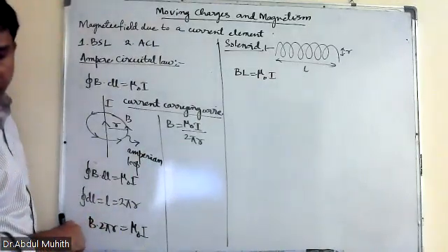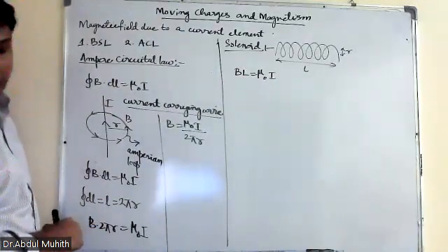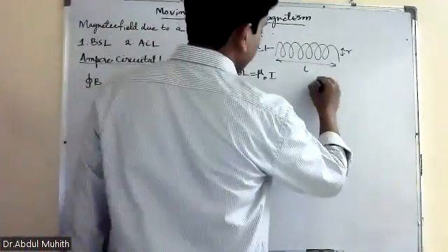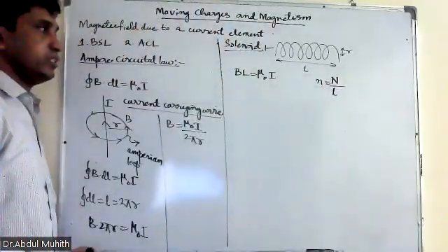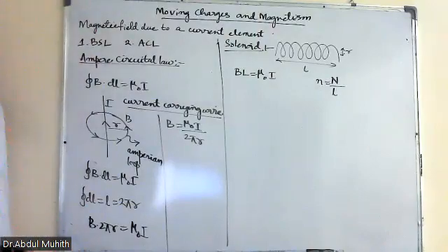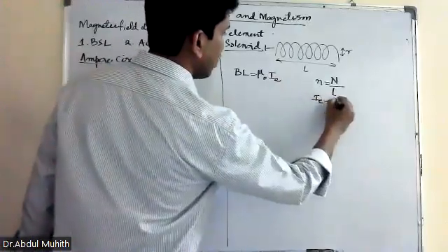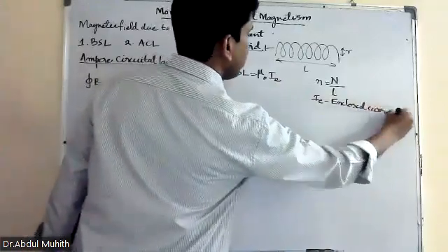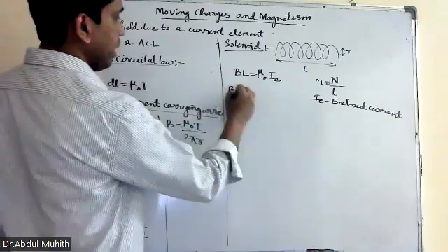But here, if L is the length of the solenoid, and N is the number of turns per unit length, then what we are writing, IE is said to be the enclosed current. So B into L is equal to mu 0 into IE. So here we have B into L is equal to what?